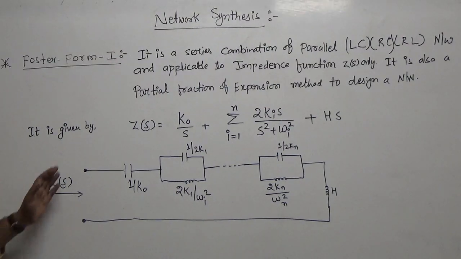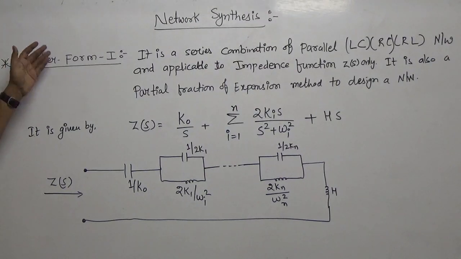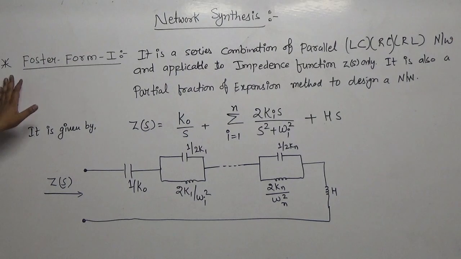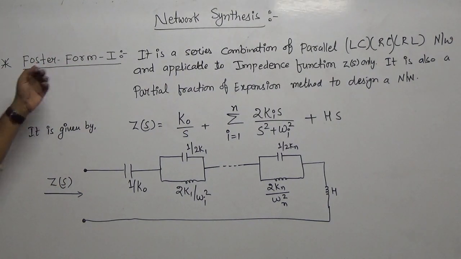Now this is network synthesis, and this is the Foster form. We have two methods of network synthesis. The first one is the Foster form and the second one is the Cauer form. So I am explaining the Foster form first.